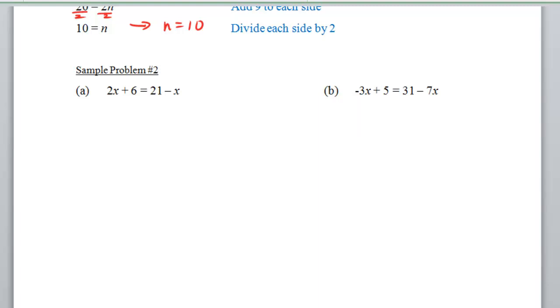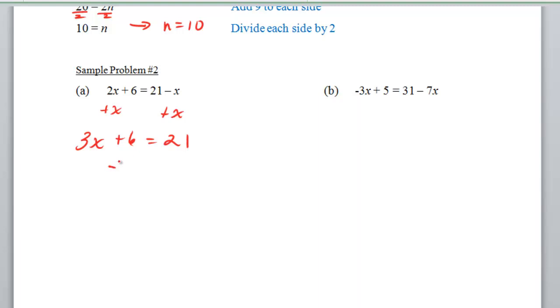Now you can see again that we have a variable on both sides of the equation. This time I'm going to actually get it over to the left side, so I'm going to add x to both sides, giving me 3x plus 6 equals 21. The reason I did that is because I wanted to try to keep it positive. I did not want a negative variable. Even though that's not a problem, we could divide out that negative. It just seems easier just to move it to the side that's going to keep it positive.